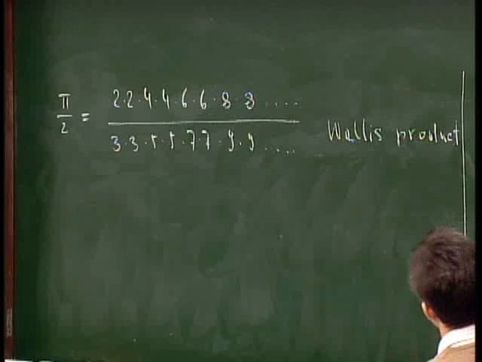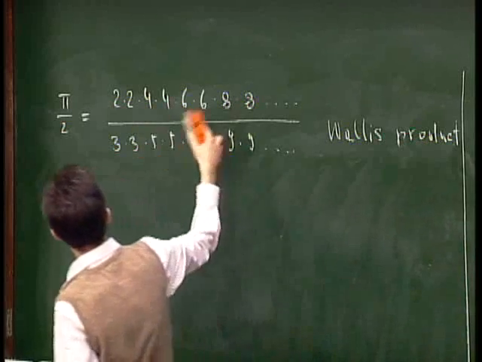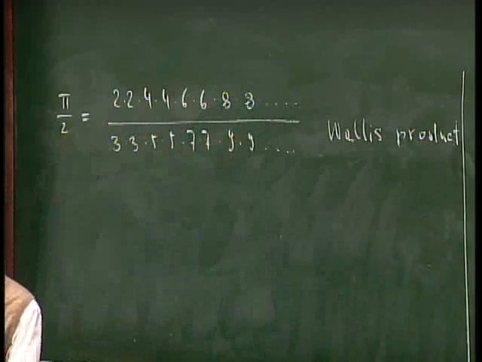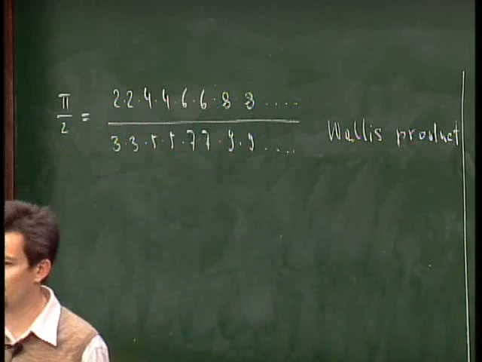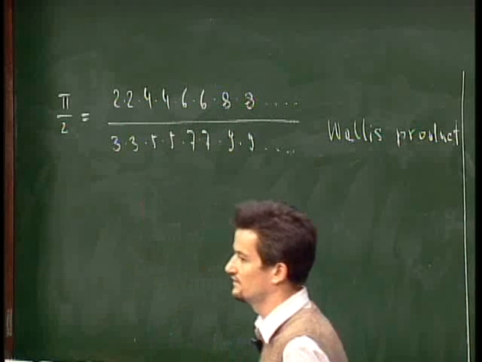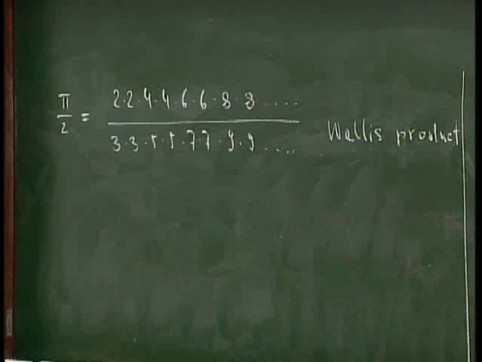You have to notice the symmetry. All the numbers which are involved here are integers, but what you get is a number which is transcendental, a number which is irrational. It's quite surprising. Okay, so any questions to this?